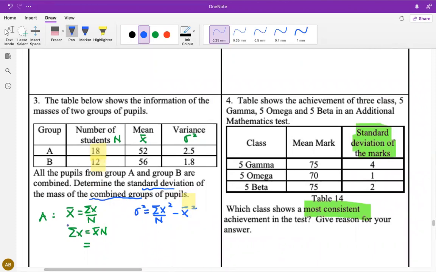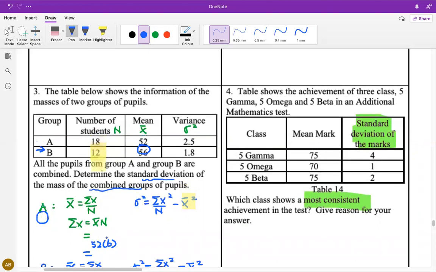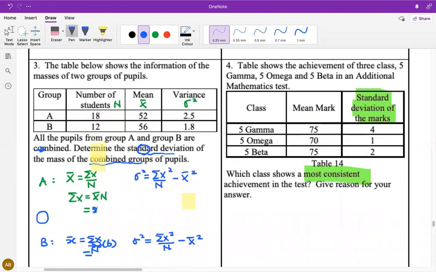So the first thing, the mean is the sum of the data divided by n. So I want to find the sum of x. The mean is 52 for A. We are looking at A now. So n is 18, mean is 52, the variance is 2.5. So we put in 18 times 52. So you get 936.